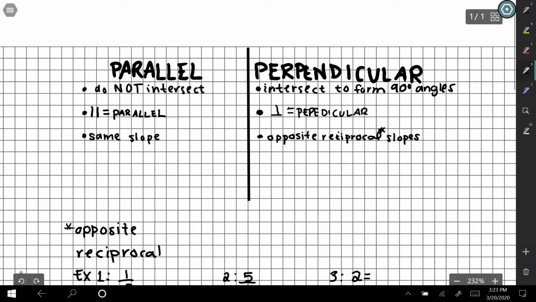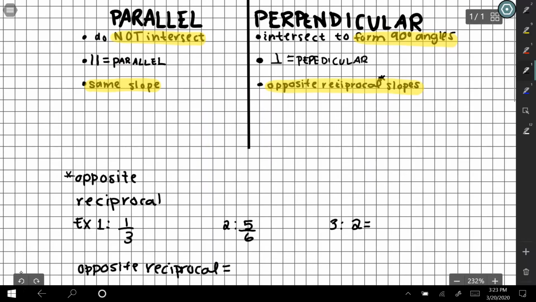Alright, so just to recap really quickly, parallel lines do not intersect and they have the same slope. Perpendicular lines do intersect and form 90-degree angles, and they have opposite reciprocal slopes. Alright, so now we're going to go through and define exactly what opposite reciprocal means.